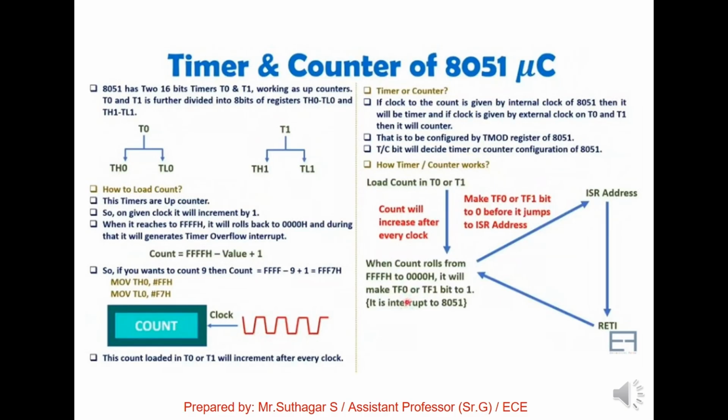We need to configure those registers. So how does it work? Load the count in T0 or T1, as we did here for a count, and it will be incremented after every clock pulse. Once it reaches the value FFFF, it will roll back to the value 0000. So it will make the TF0 or TF1 bit 1. If you choose timer 0, then TF0 will be made 1. If you choose timer 1, TF1 will be made 1. Then it leads to an interrupt to the 8051 microcontroller.